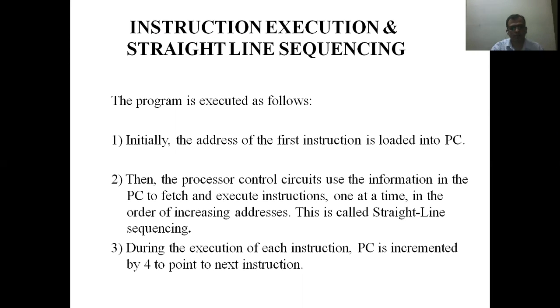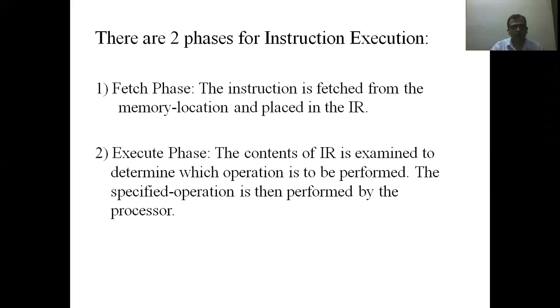So after the PC points to the particular location, the instructions are fetched one at a time in the order of increasing address. This is called straight line sequencing. During the execution of each instruction, the program counter is incremented by 4 bytes to point to the next instruction. So there are two phases of instruction execution. One is the fetch phase, another one is the execution phase.